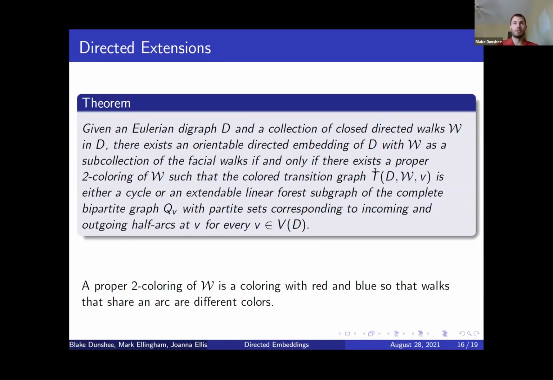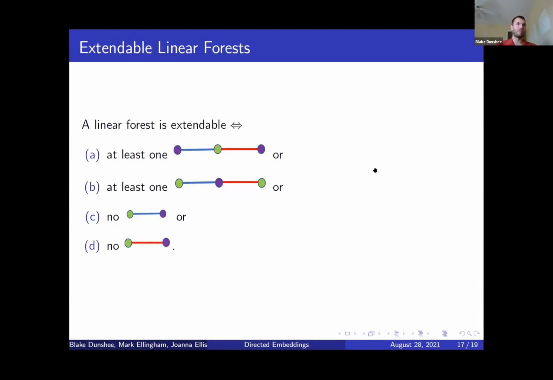So the next natural question is, how do we know whether or not a linear forest that is two-edge colored can be extendable to a Hamiltonian cycle that is two-edge colored? And we're able to characterize when this is able to happen.